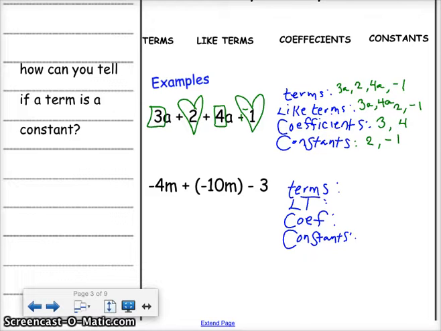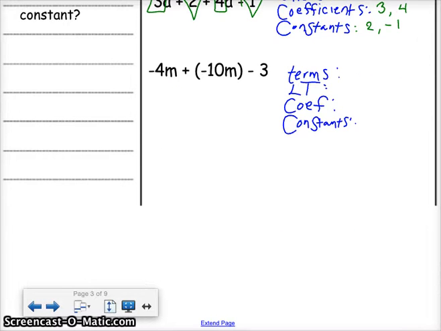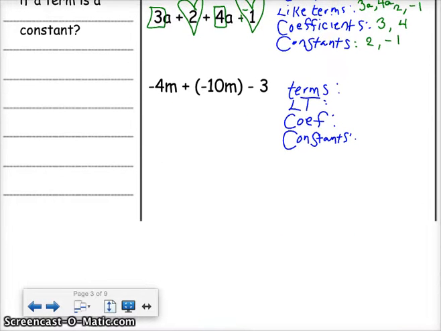Before you start identifying the parts of the expression, please make sure everything is plus and negative. So I need to change this minus 3 to plus a negative 3. Now I have three terms. I have a negative 4m, a negative 10m, and a negative 3. Those are my terms.